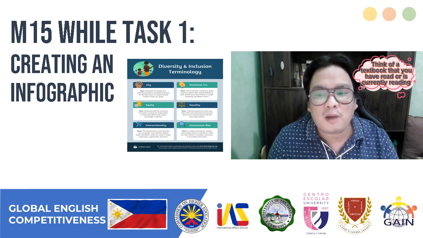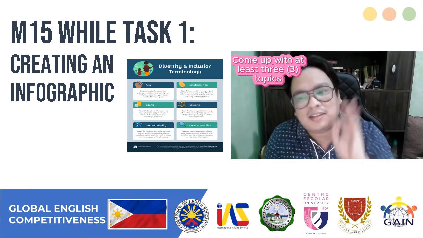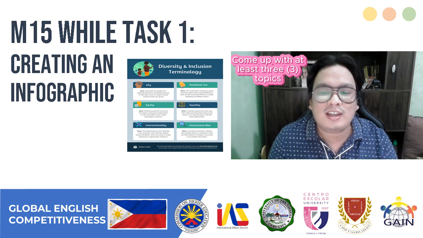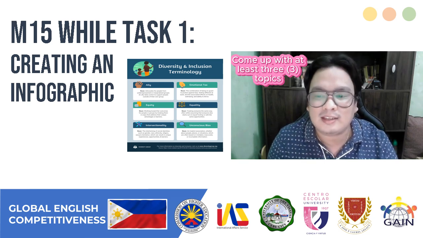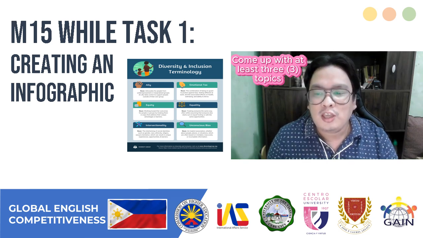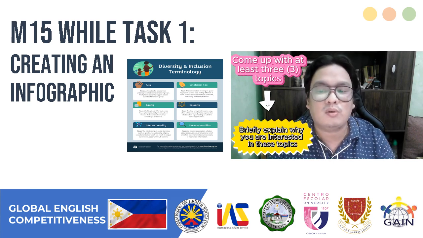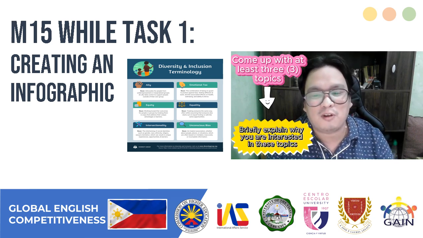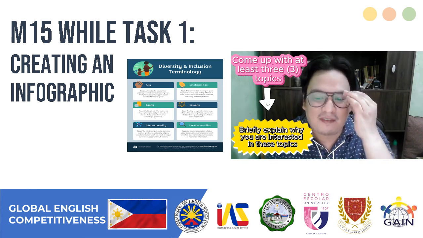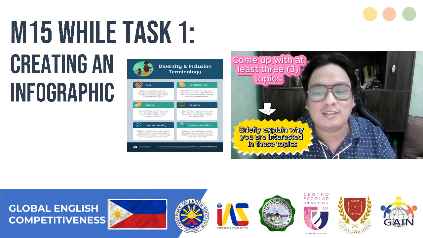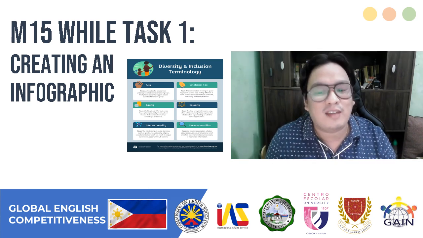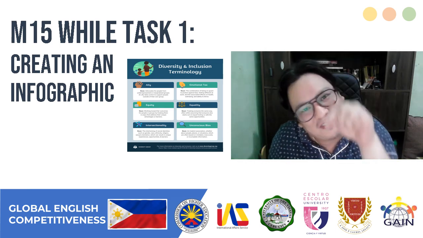Be able to come up with at least 3 topics that you are interested or were interested in reading and exploring. Also, you have to be able to briefly explain why you are interested in those topics from the textbook. Create an infographic for this textbook and topics of your choice. You can refer to the sample infographic below.